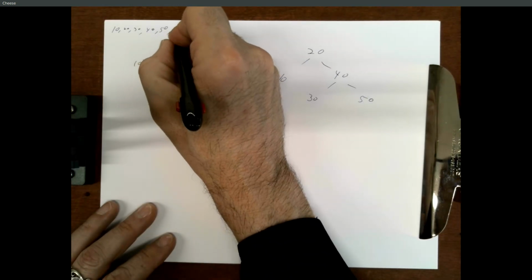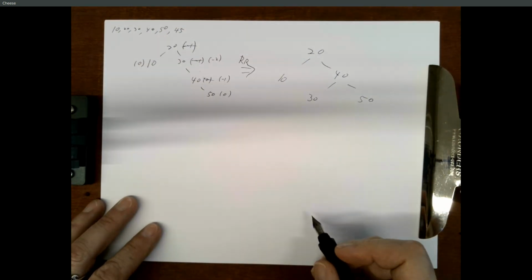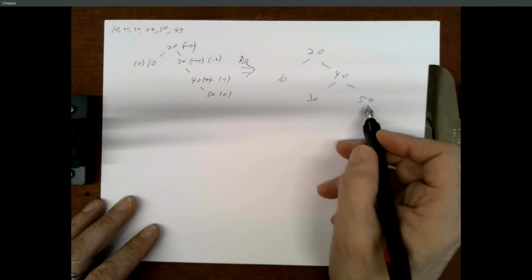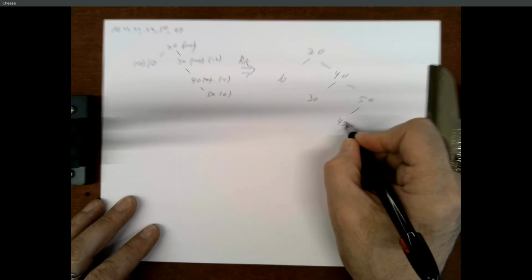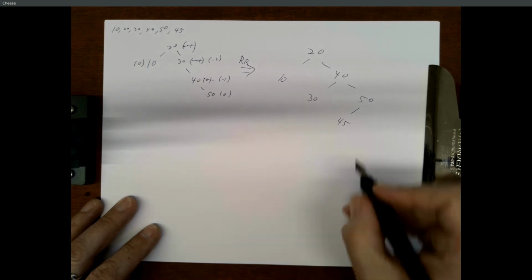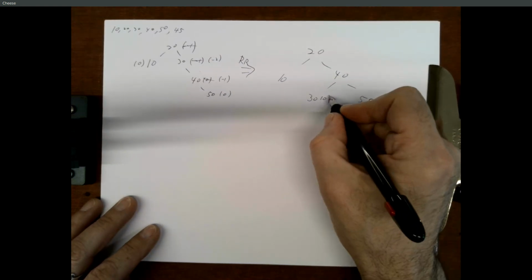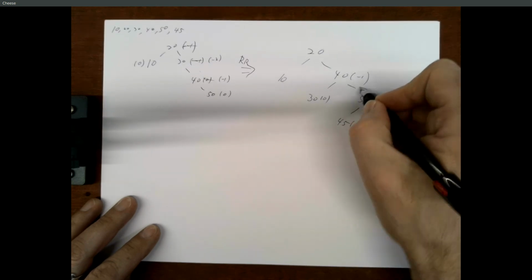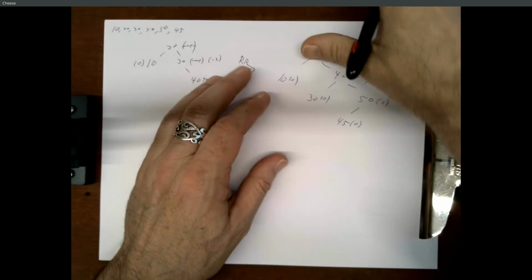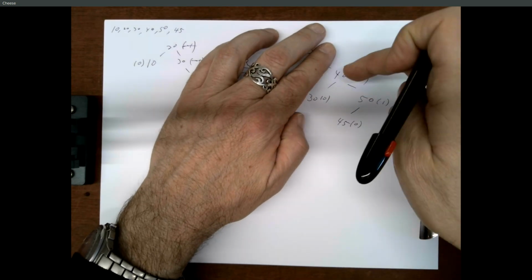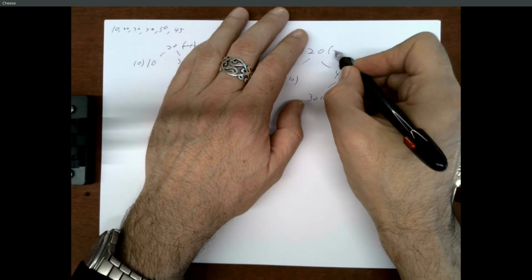Okay, let's add a 45. So we'll go to the right of 20, right of 40, left of 50. This will be a 45. Let's calculate balance factors. That's a 0, that's a 1, that's a 0, that's a minus 1, that's a 0. This is a 0, minus 2. This will be a minus 2.